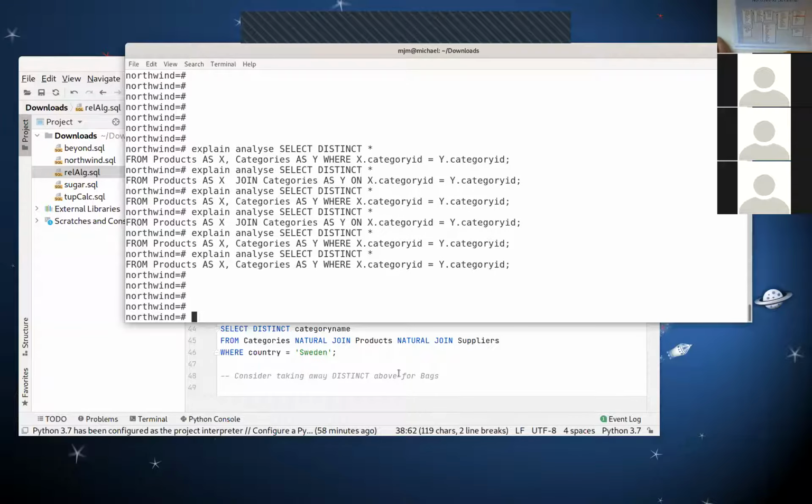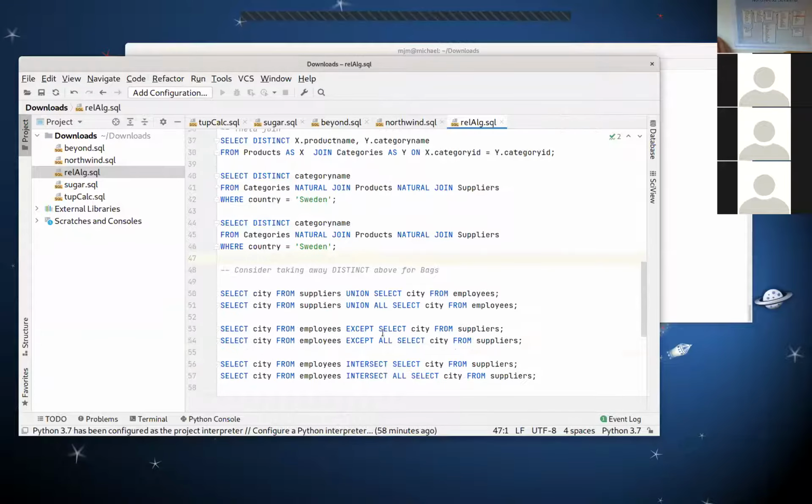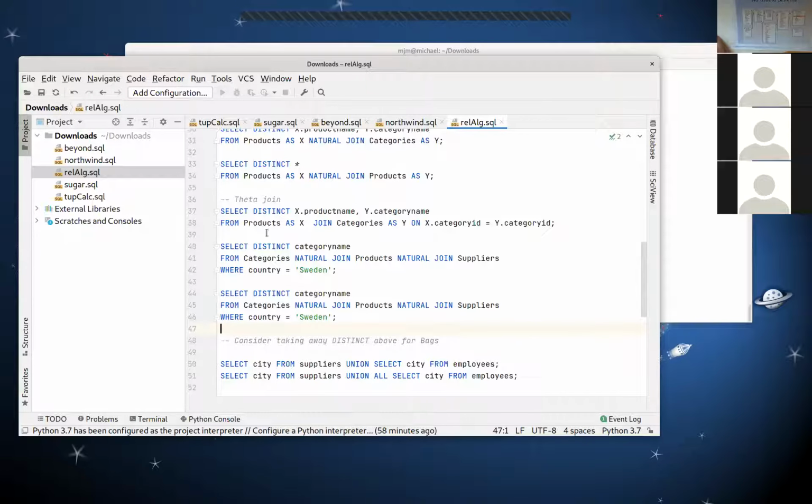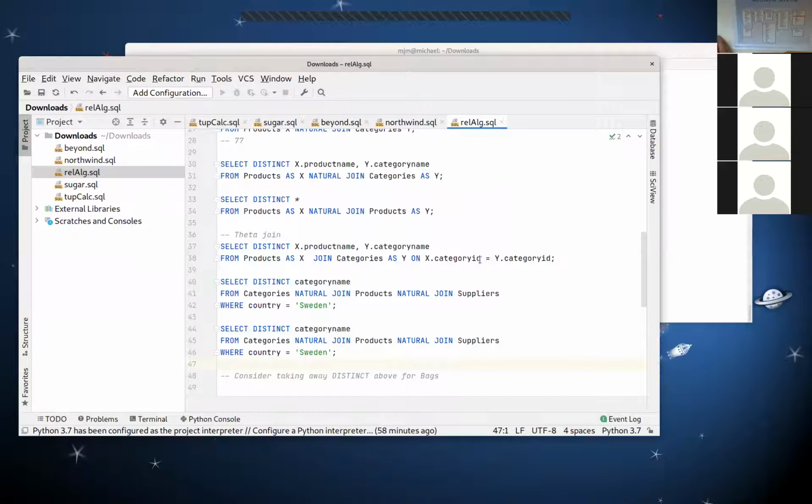So let's see, let's continue on here. That was kind of getting a little beyond ourselves. All right, so now we say natural join. So look at this right here. That was a theta join we had there.